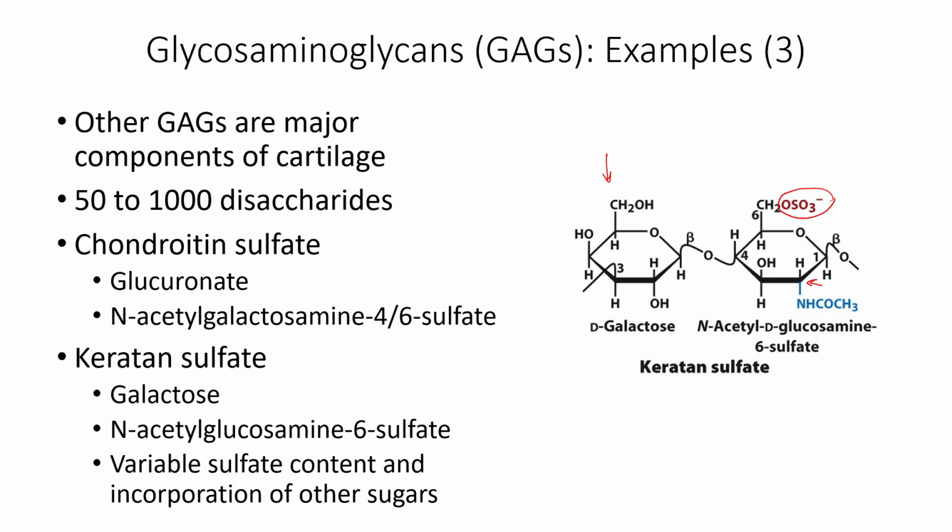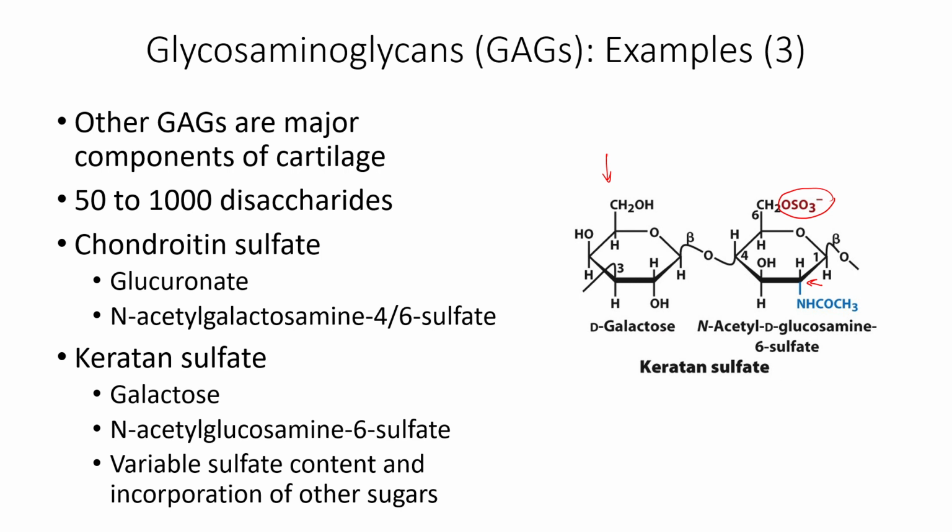Because we have our glucose, again, we have on the 2nd carbon the amino group, which is further modified with the acetyl, and finally on the 6th carbon, we have that sulfate group, which is, again, highly charged. And so something interesting about keratin sulfate is it actually has a variable sulfate content, meaning that not every single N-acetylglucosamine has a sulfate group. Some of them do, some of them don't. And occasionally you'll also see other sugars in there aside from glucose.